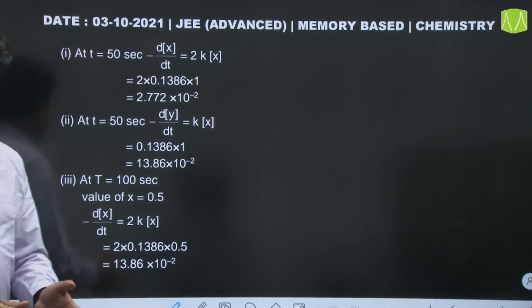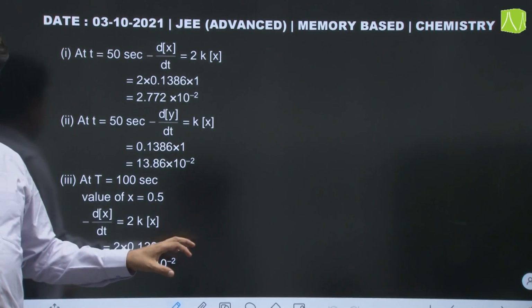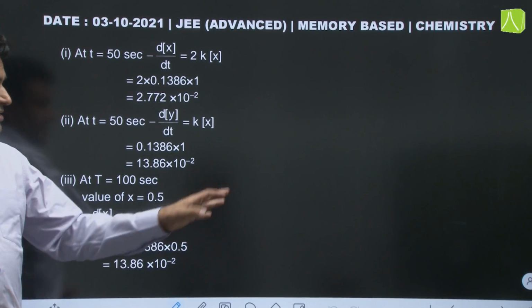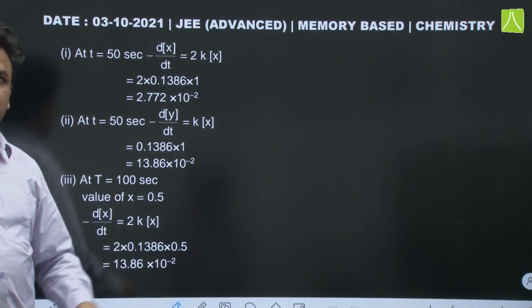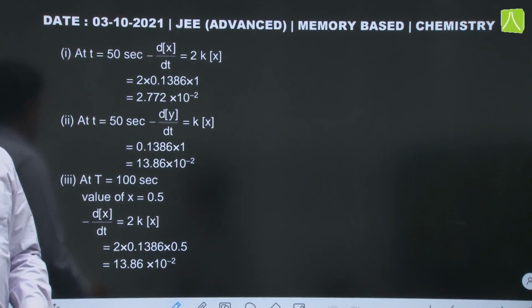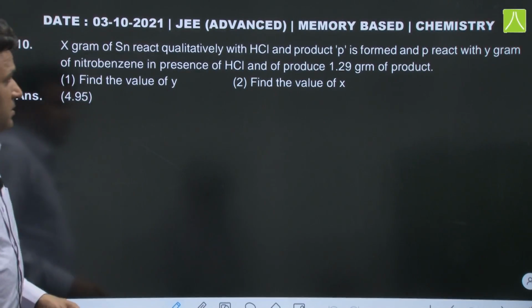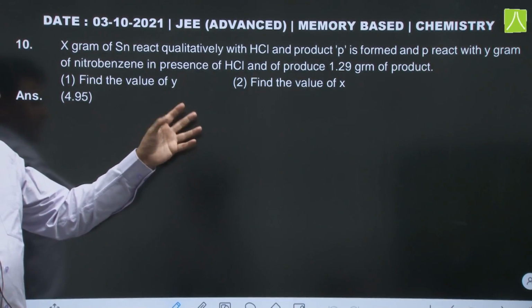So the question is from chemical kinetics, and it's a first order reaction, but calculations are involved, and an understanding of writing the rate law is very much required. It's a tough question from chemical kinetics. Next question of physical chemistry, it's a mixed question.